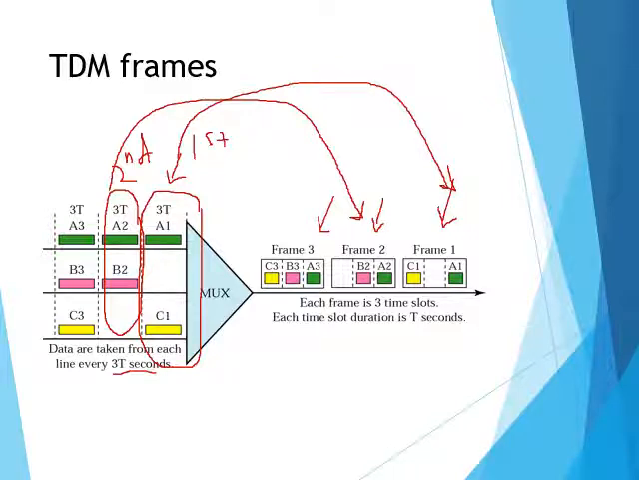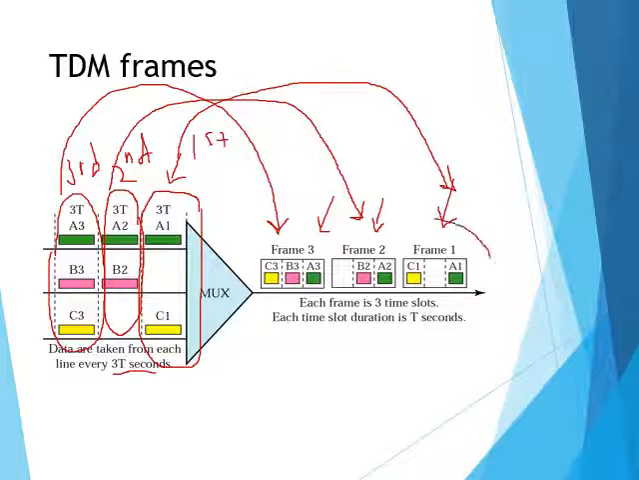Next, at the third 3T, it will be combined to form frame 3. Frame 3 will consist of A3, B3, and C3. That's how the digital data will be combined in each frame. The number of frames depends on the number of bits transmitted.